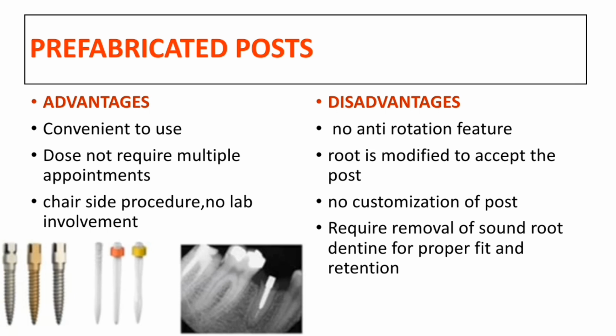Next, there is another disadvantage: the root is modified. Why do we say the root is modified to accept the post? Because prefabricated posts are ready made. In the case of a curved root, we have to modify the root according to the shape or design of the post so that the root will accept the post. In that case we have to remove more root structure.